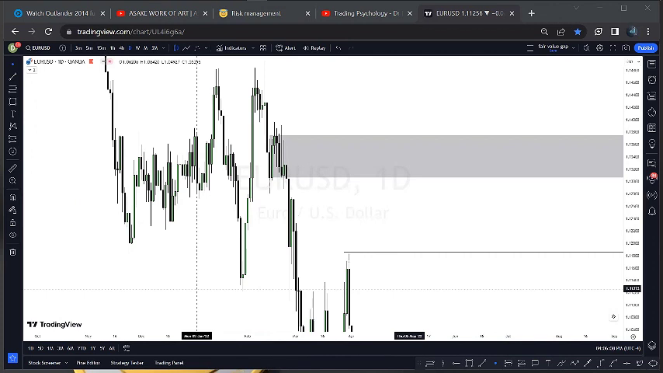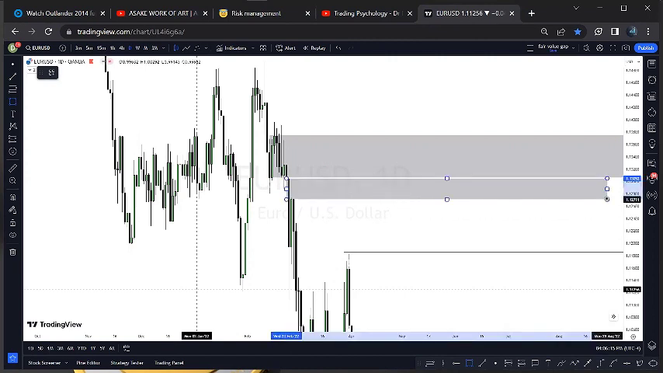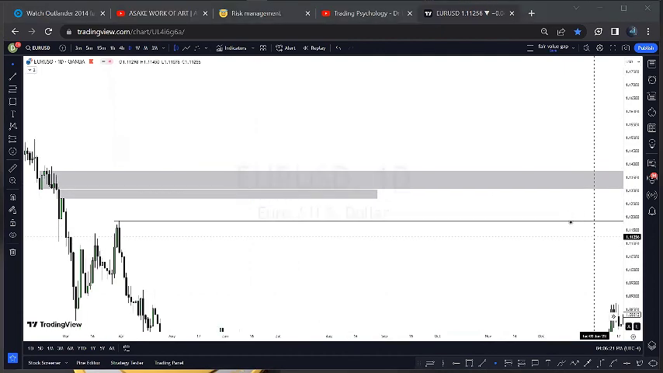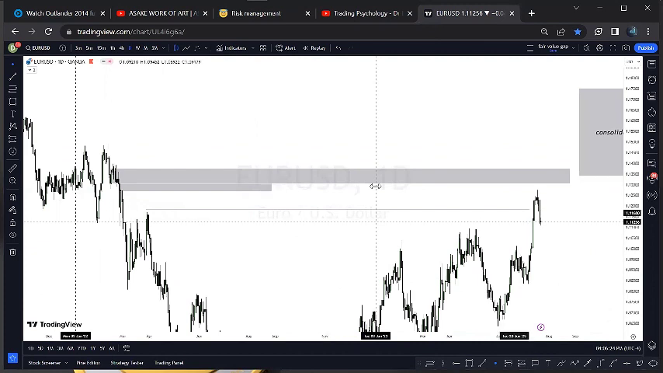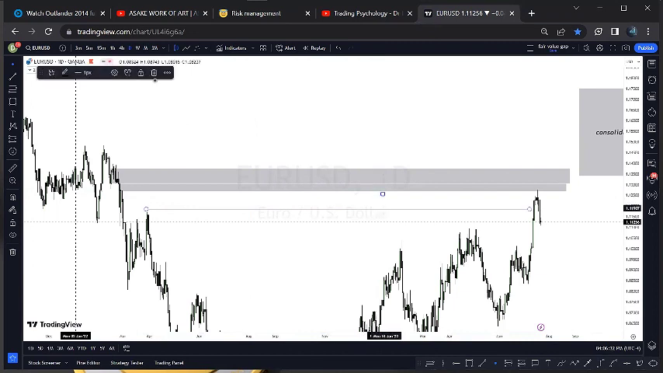Good, fair value gap. So we have this fair value gap. So what you do is extend all of them. Are you seeing how price has respected that fair value gap?